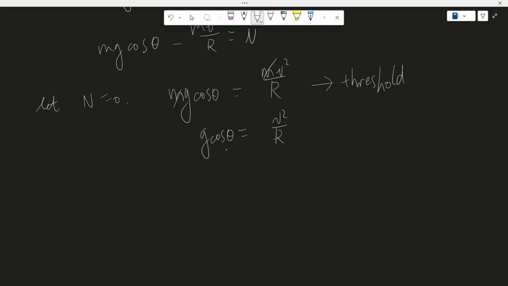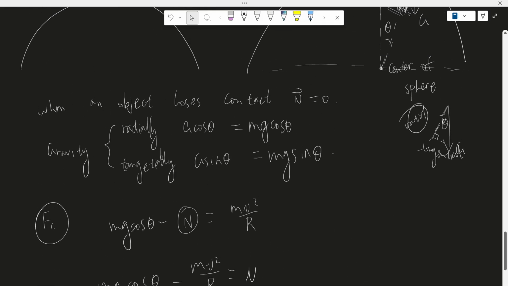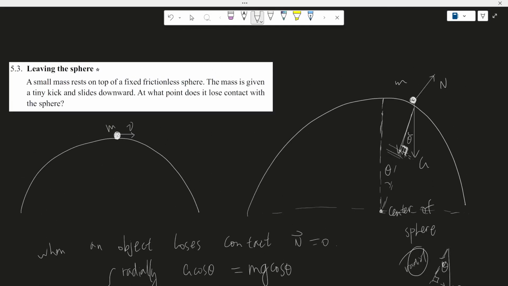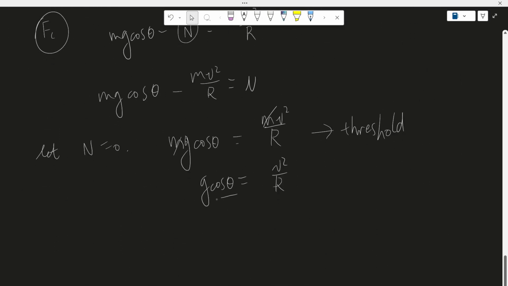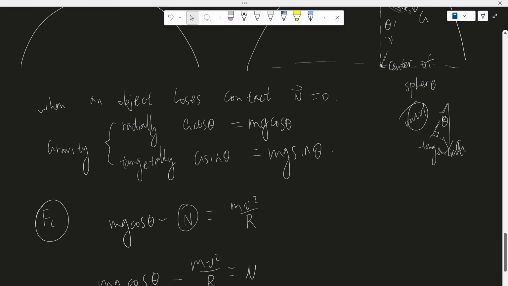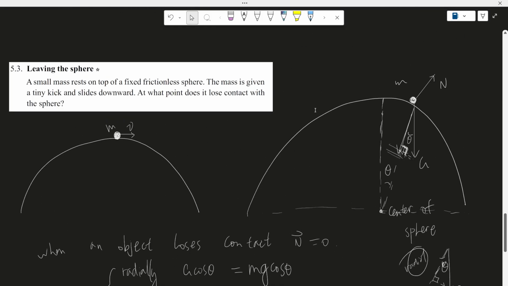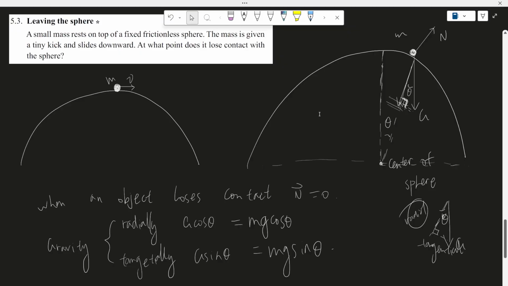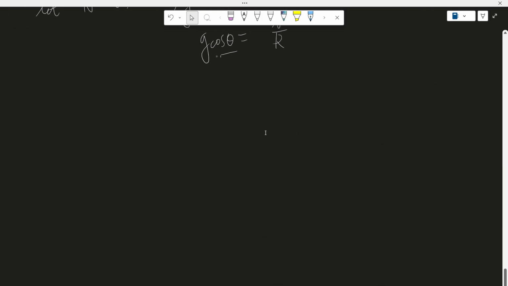And remember, we're trying to find theta here, because the question is basically asking us at what point does it lose contact. So we really need a coordinate, and that's theta. So then how can we do that? We just need to find v. So remember here that energy is always conserved. So we know we can get the kinetic energy expression using the gravitational potential energy. So how can we do that?